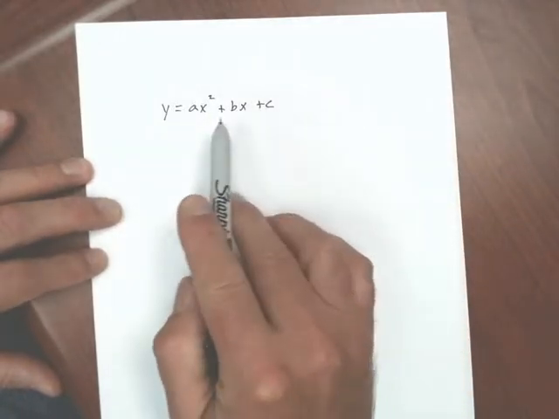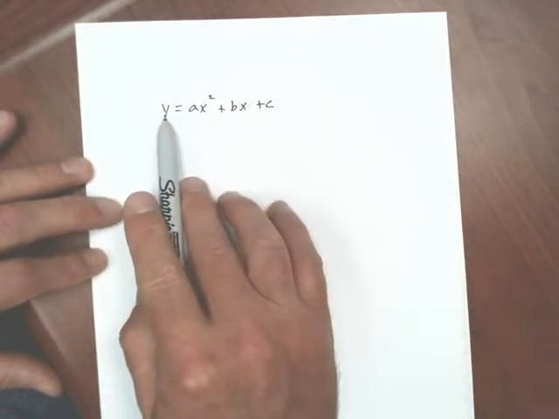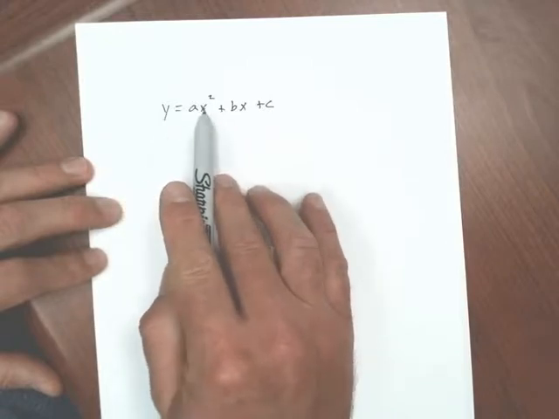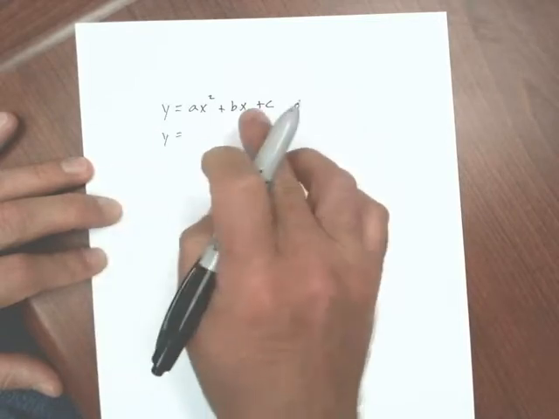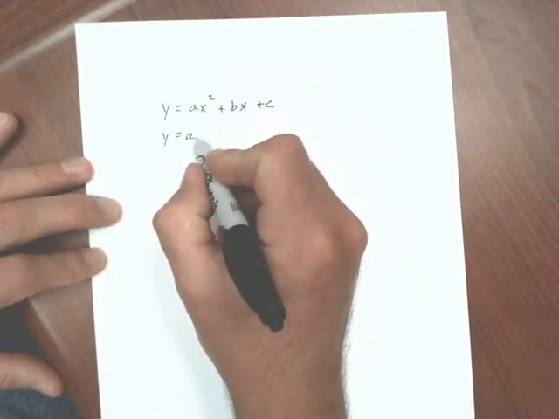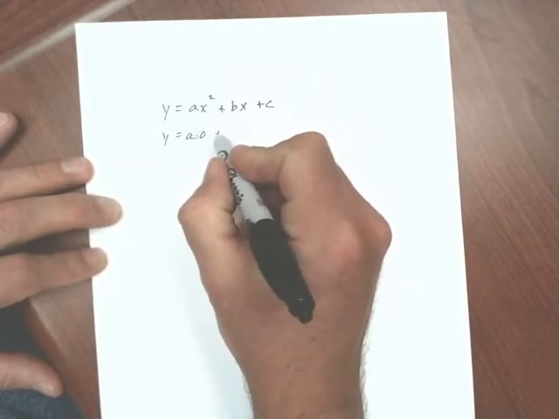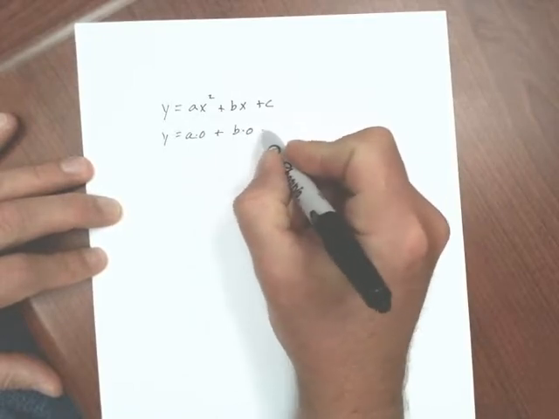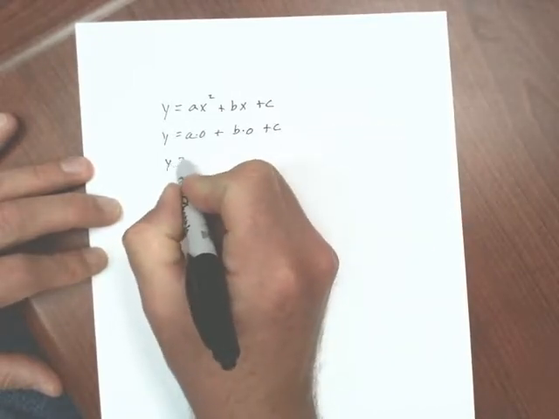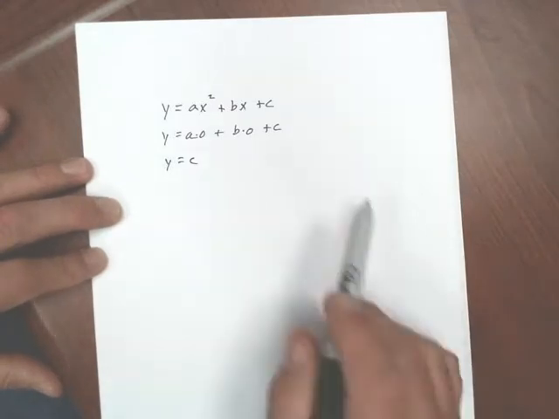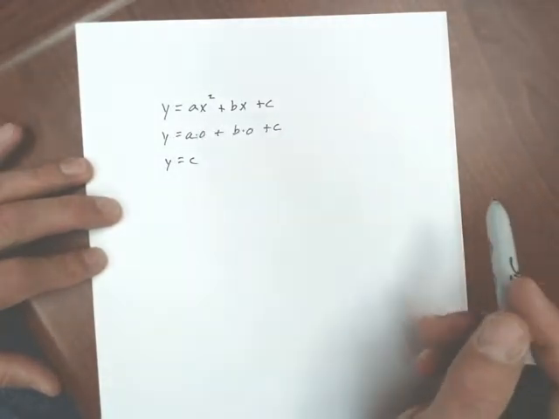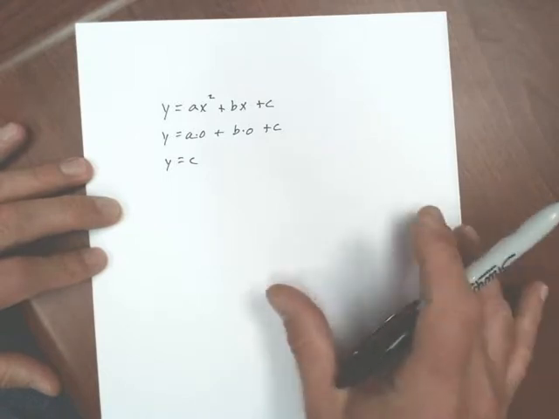Now, normally, solving for y's intercept is easy. We just put in 0 for x, and then we find that y's intercept is c. But what about solving for x's intercepts? That becomes a little bit more complicated.